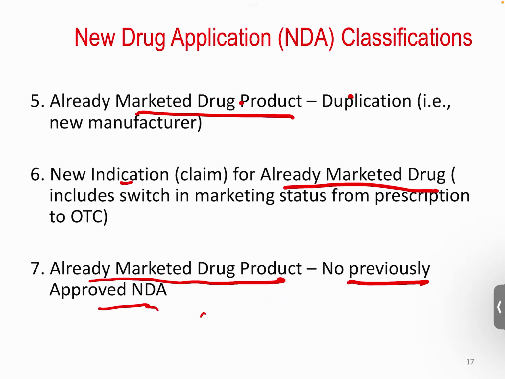How does this happen? Because before 1997, we did not have ICH. If you go back to the 1920s, 1930s, drugs came into the market with very minimal testing. So it may already be in the market, but it was not approved earlier, right? Again, you need an approval.